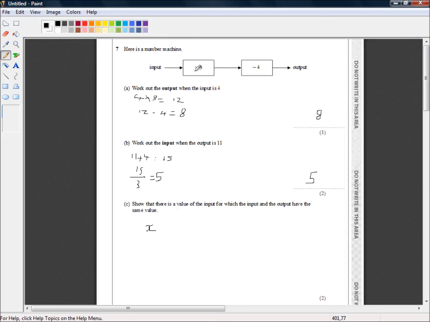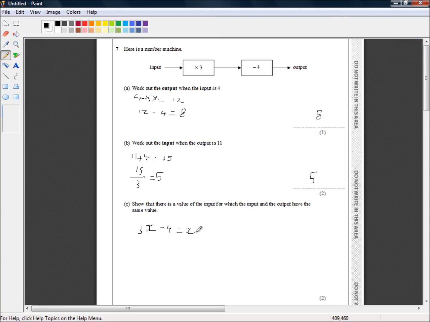So x goes in, so we multiply by 3. 3 times x is 3x. And then we subtract 4 from the 3x, so that's 3x minus 4. And that gives us our output, which we have to make sure is the same as the input. Well, the input was x, so the answer is x. So we've got 3x minus 4 is equal to x, and if there is such a value for x, then we've shown that there is a value for the input for which the output will have the same value as the input. So all we do is a little bit of algebraic manipulation.